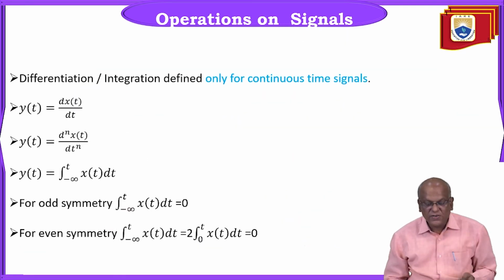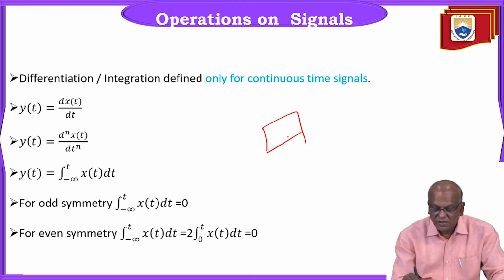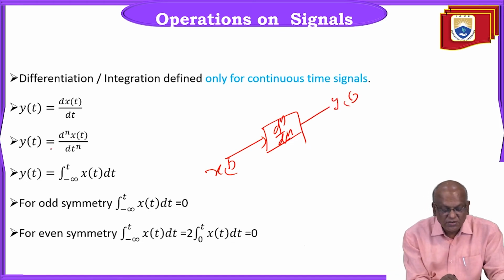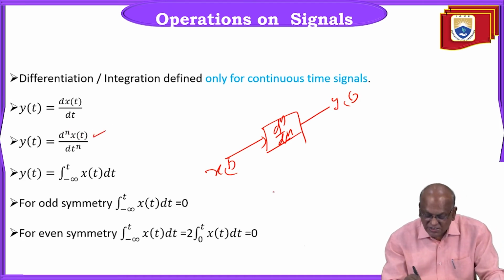Next you can see the differentiation operation. We take any signal x of t, and the output signal is y of t, where y of t equals d^n by dt^n of x of t. Suppose it is a simple first derivative. Let us consider some circuits like this, an RC circuit.